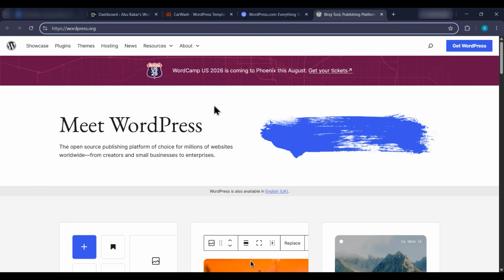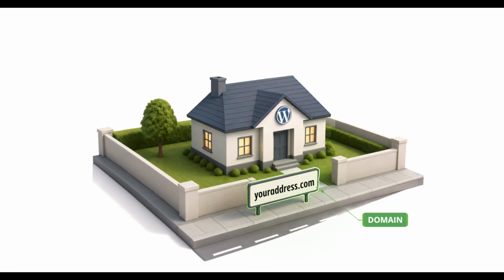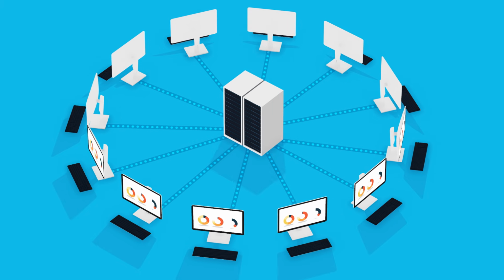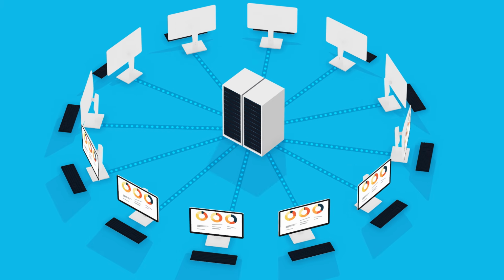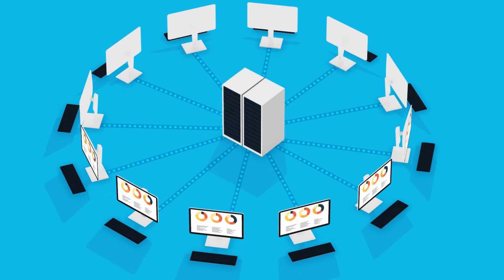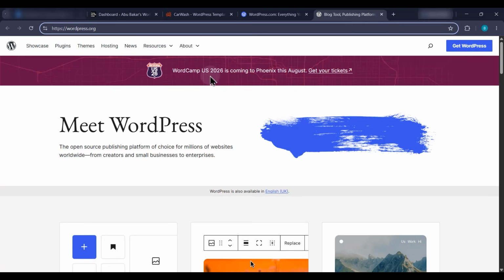Now that we've chosen the right platform, the next step is understanding what actually makes a website go live. Let's look at the three essential pieces every website needs: a domain, hosting, and WordPress itself. Think of it like building a house. The domain is your home's address, hosting is the land where the house is built, and WordPress is the house itself. Hosting is simply a computer that's connected to the internet 24 hours a day, so people can visit your website whenever they want. Most hosting providers also make things easy by offering a one-click WordPress installer, so you can have WordPress up and running in just a few minutes.